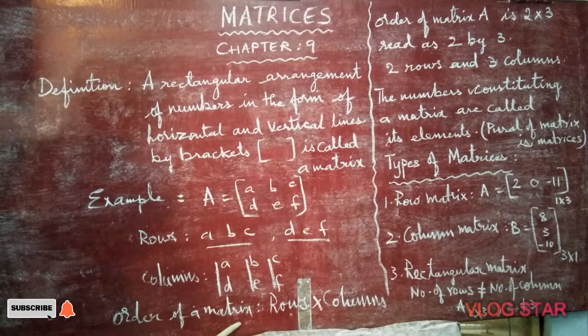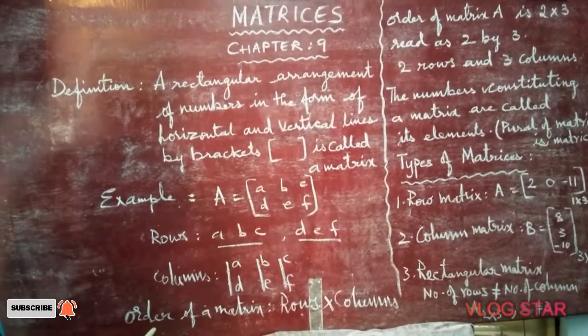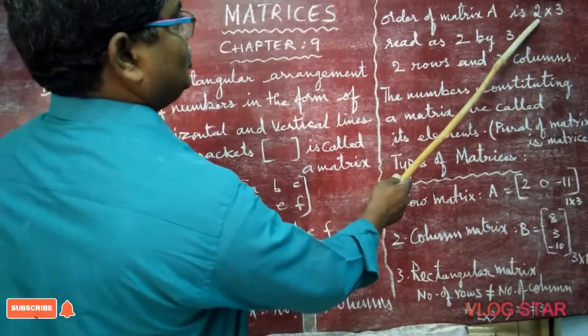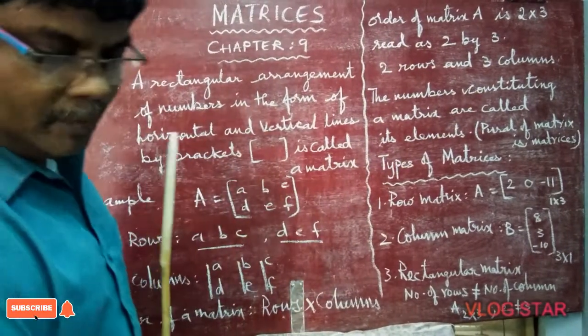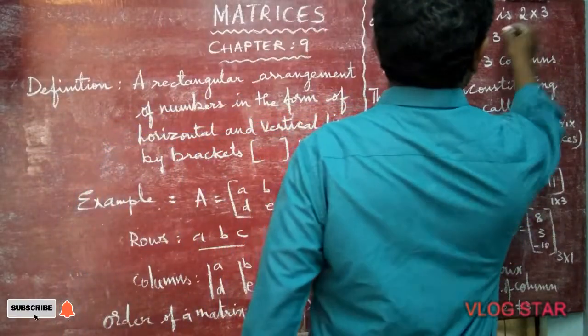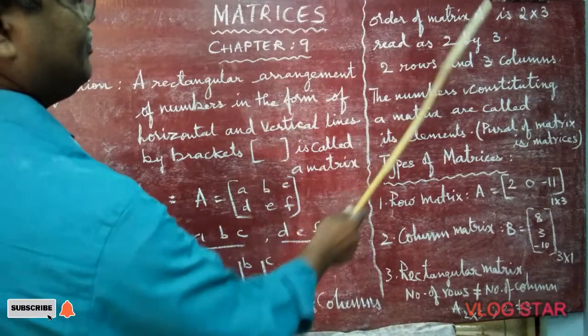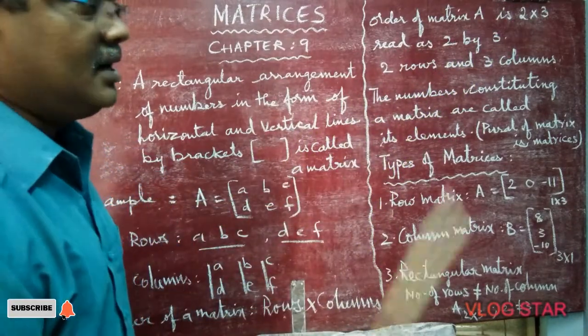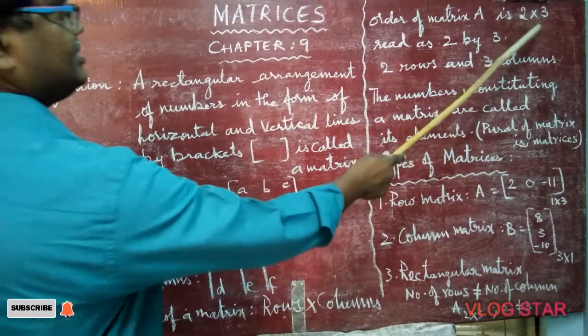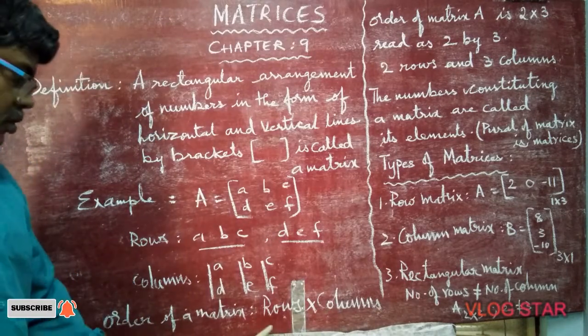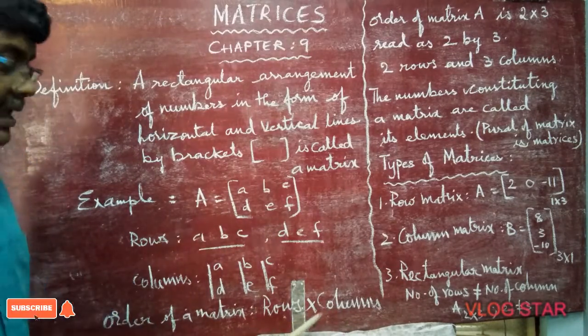Order of a matrix: first we count the number of rows and the number of columns. This is called the order of a matrix. The order of matrix A is 2 by 3. We read it as 2 by 3. This is not 'into', this is not multiplication. Matrix language changes here: rows by columns.